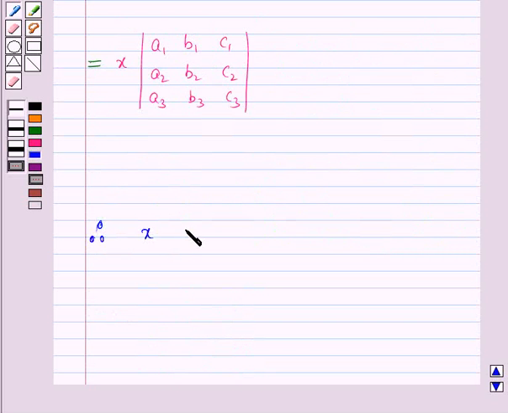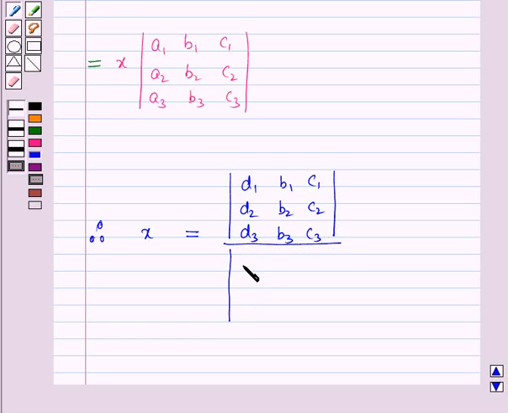Therefore, x is equal to the determinant with the elements in the first row as d1, b1, c1, elements in the second row as d2, b2, c2 and elements in the third row as d3, b3, c3 over the determinant with the elements in the first row as a1, b1, c1, elements in the second row as a2, b2, c2 and elements in the third row as a3, b3, c3.